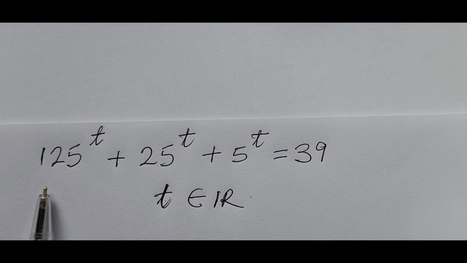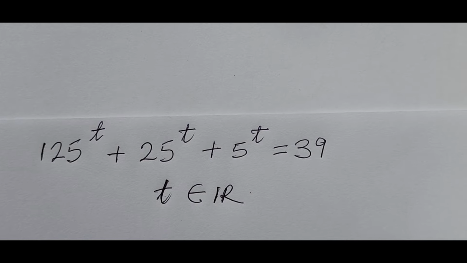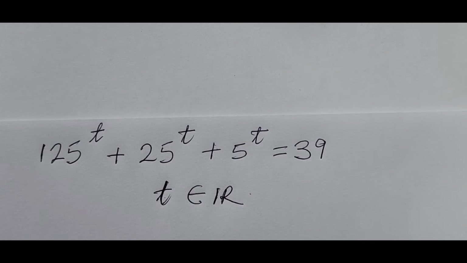Here we have this math Olympiad question: 125 to the power of t plus 25 to the power of t plus 5 to the power of t equals 39. What is the value of t? Here we are told that t belongs to the set of real numbers, so we are not looking for imaginary solutions. They are out of the system.